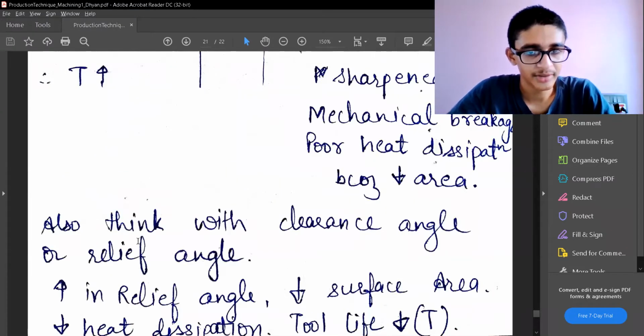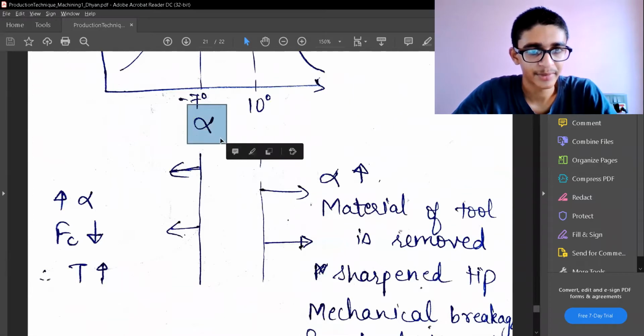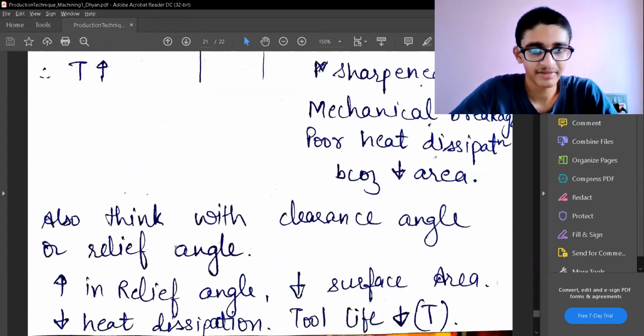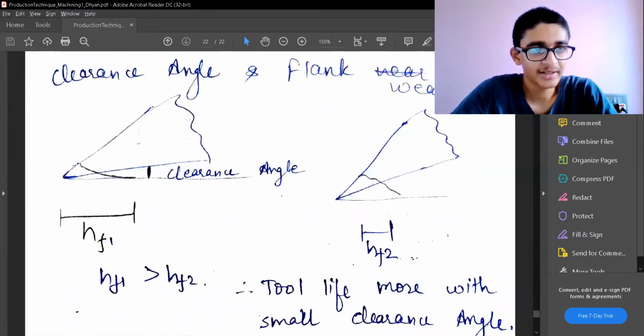So also we can think with respect to clearance angle. Once we have seen with respect to rake angle, now we can see with respect to clearance angle, which is also said as relief angle. If we increase the relief angle, there is a decrease in surface area, and hence heat dissipation decreases, and poor heat dissipation also means tool life decreases. So let's see the relation between clearance angle and flank wear.